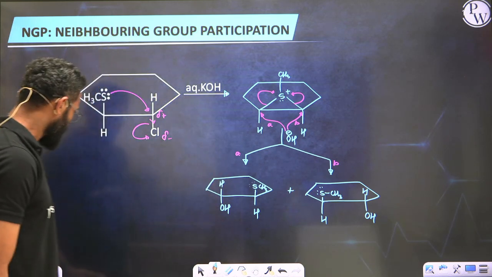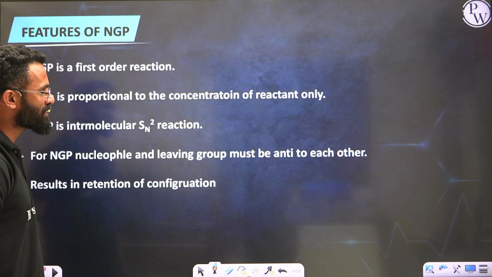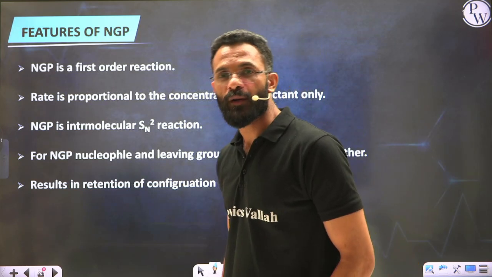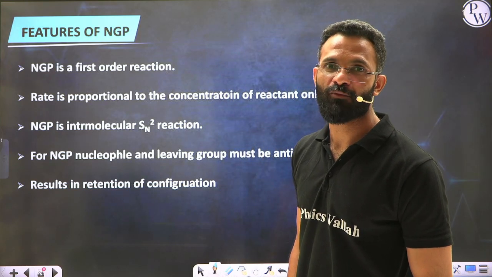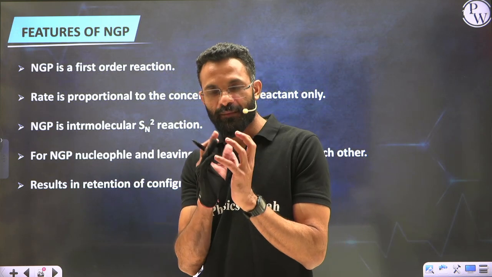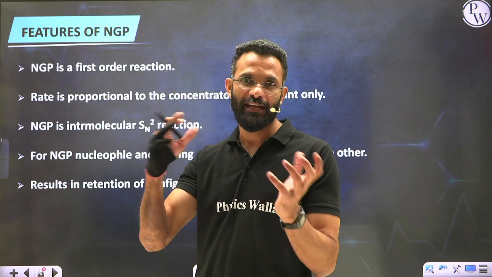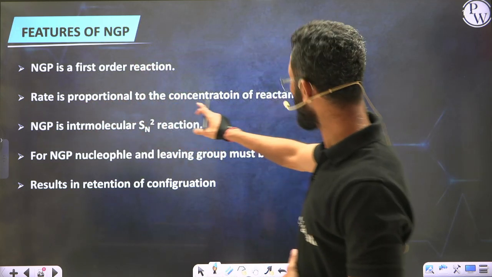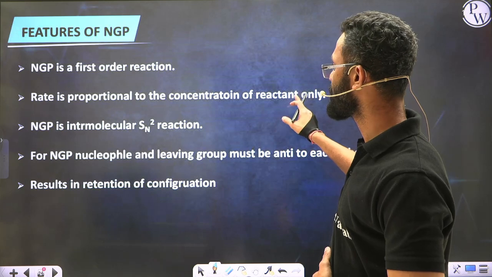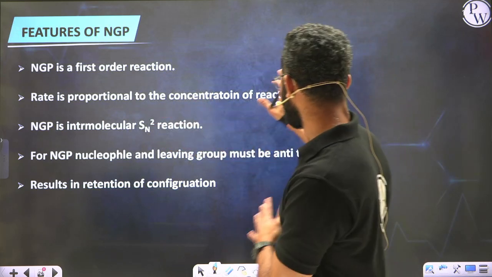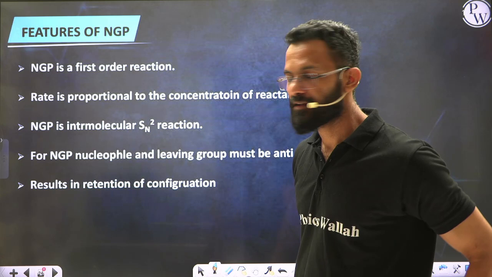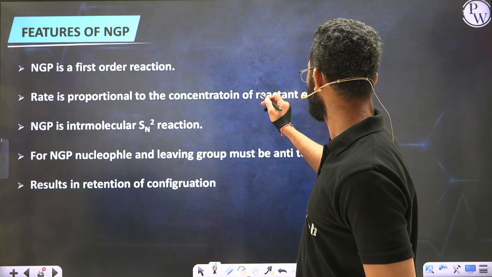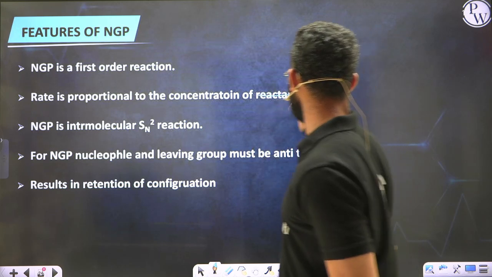So guys, we studied several neighboring group participation examples. Let me put down some important features of NGP. In the rate determining step, only one molecule is involved, because within the substrate there is an internal nucleophile present. So NGP is a first order reaction. The rate is proportional only to the concentration of the substrate, not the nucleophile. So preferably we should call it substrate only.